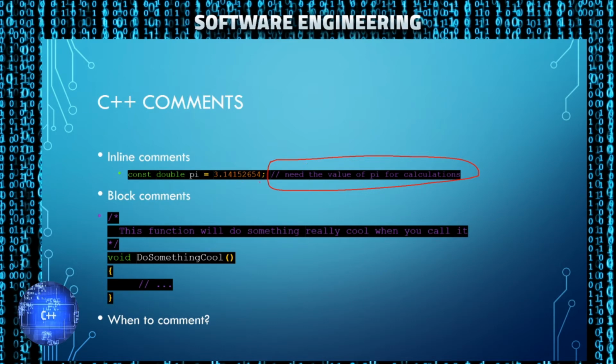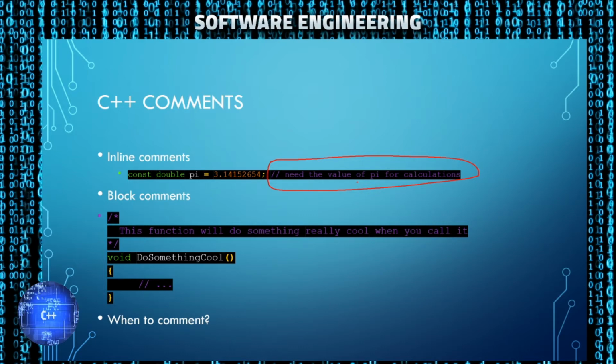So even this comment here, where it says I need a value of pi for calculations, I would probably be better served if you explained what calculations will be used. So for example, I need a value of pi because we'll be doing a lot of trigonometry or a lot of calculations dealing with circles, and so we need a value of pi to deal with that. Something along those lines.